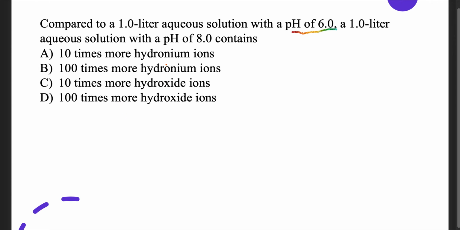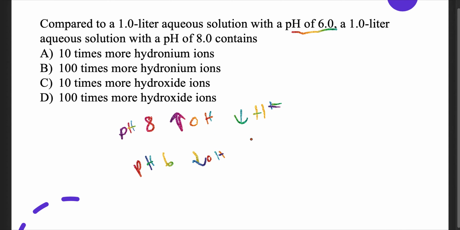This question is comparing an aqueous solution with a pH of 6 to a pH of 8. So the pH of 8 would have higher OH or hydroxide ion and lower hydrogen ion, while a pH of 6 will have not super low but just a little bit lower OH than 8, but a higher H concentration or hydrogen concentration than pH of 8. So they want to know, and one of the key things here is that they all say more.